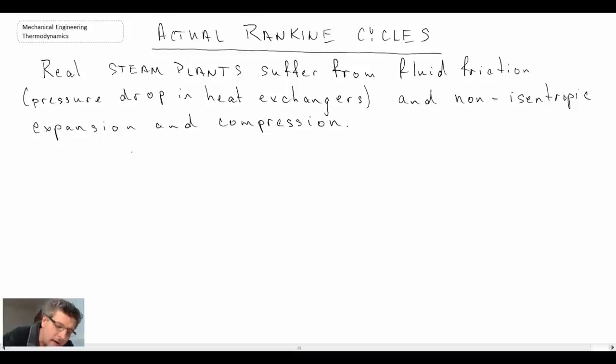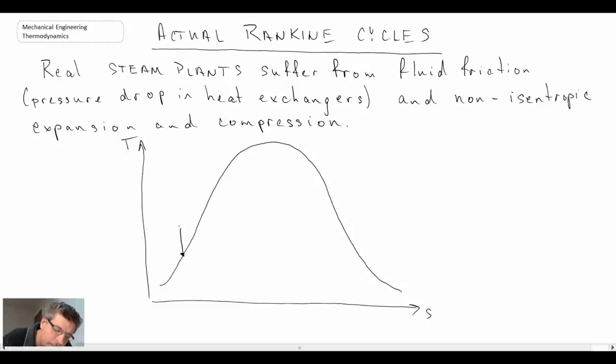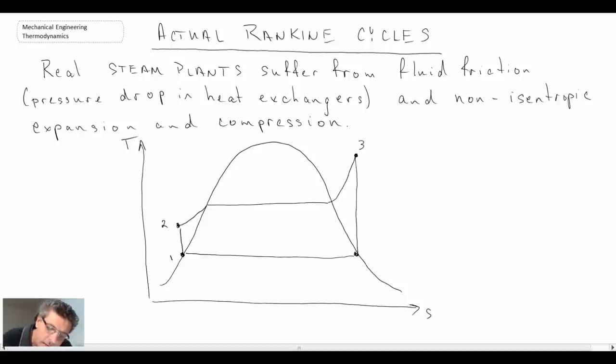So if we take a look at a TS diagram for the Rankine power cycle, and I'll draw out the ideal. So we start at state one, we go in our pump to state two, go through the boilers, superheat up to state three, and then we expand down through the turbine and enter the condenser at state four.